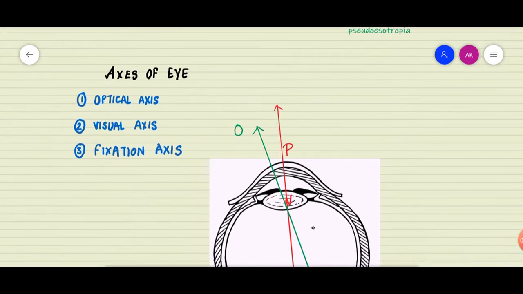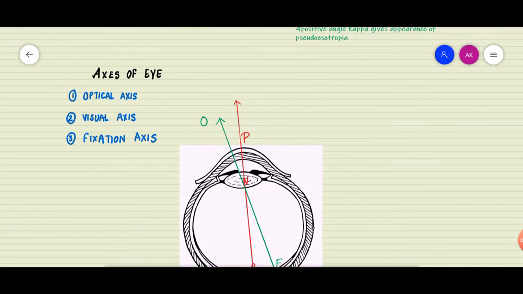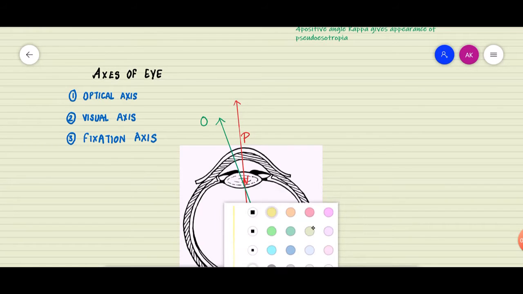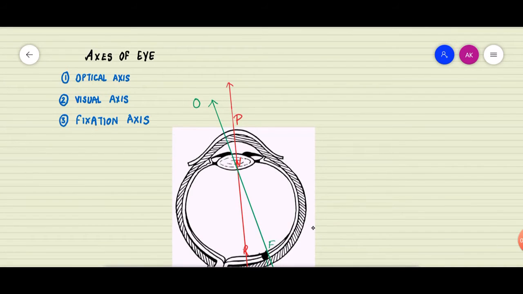Now, let us start with the important axis of the eye. So basically, there are three axes of the eye that we should be aware of. Number one is the optical axis. Number two is the visual axis, and the third one is the fixation axis.